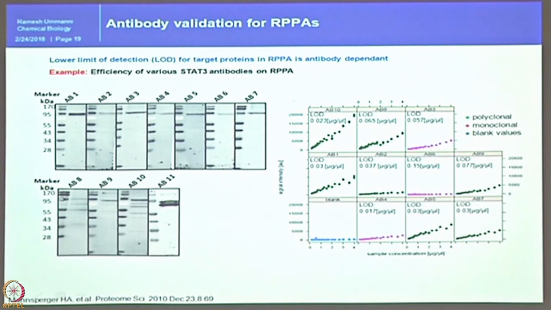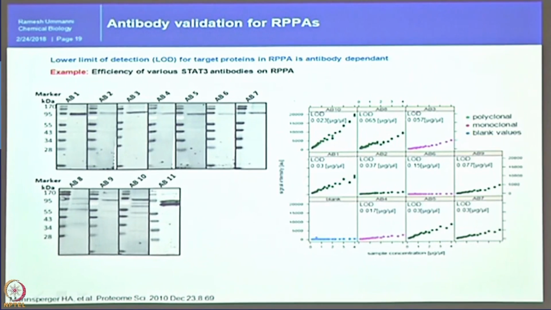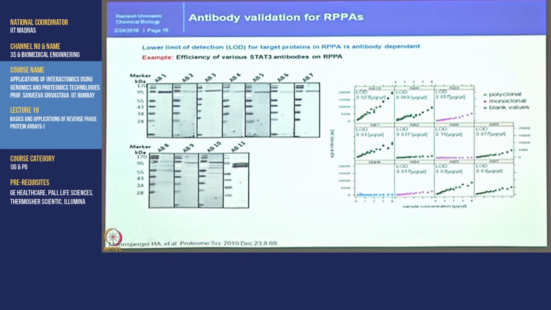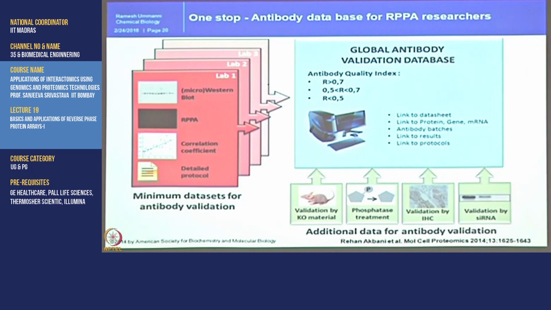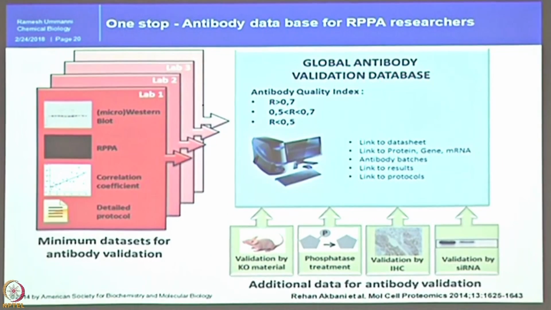You also need to consider that if the protein is very low in abundance in your samples, you should use a more efficient antibody. If it is highly abundant, you may not worry much. If it is a really low abundant protein, particularly phosphoproteins, very few copies will get phosphorylated compared to the total protein, right. So in that way we should be very cautious in choosing the antibody. All in all, I would like to say that a one-stop database of antibodies approved for the RPPA approach would be an ideal situation.